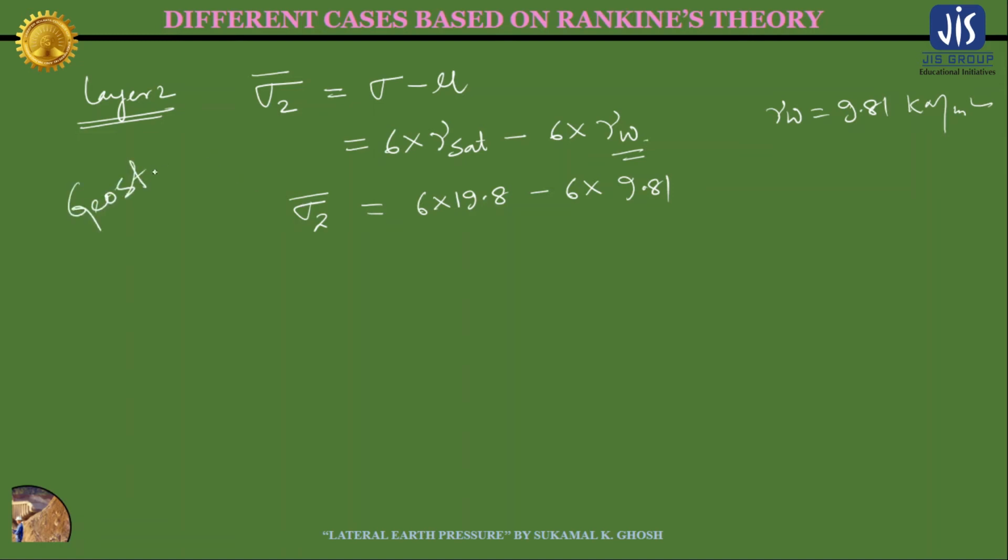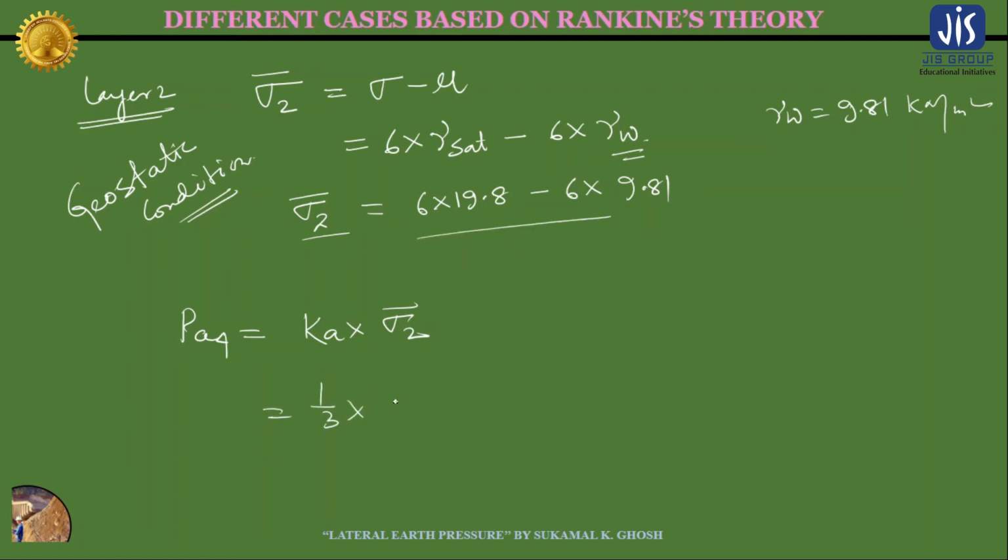We are discussing the geostatic condition. Okay, so now the Pa4 will be Ka into this value. The value of K is 1 by 3 into 6 into 19.8 minus 6 into 9.81. So if you solve it, you will have 19.98 kilonewton per meter square. So this Pa4 is 19.98 kilonewton per meter square.